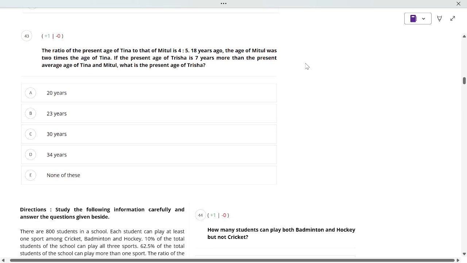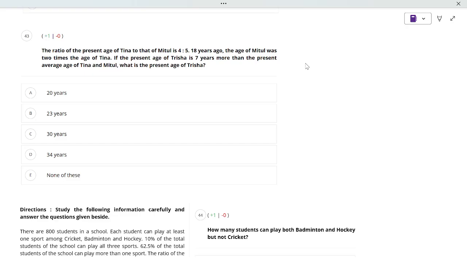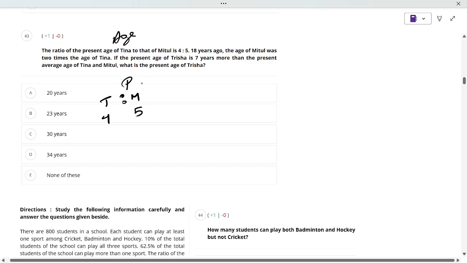Okay, now this is 43. This one is more interesting. This is from ratio and proportion. Alright, H. So this topic will deal with ratio and proportion. So here it says the ratio of the present age of Dina to that of Mitul is 4:5. Okay, the present ages of Dina and Mitul are in the ratio 4:5. 18 years ago. That means we're talking about the past.